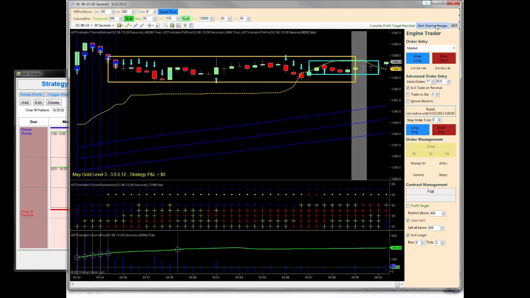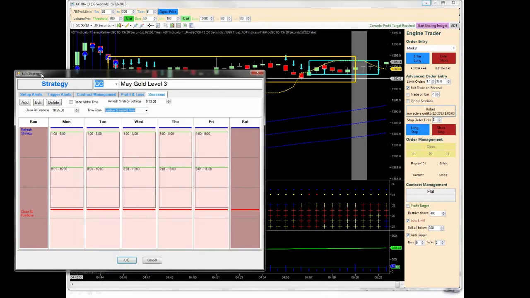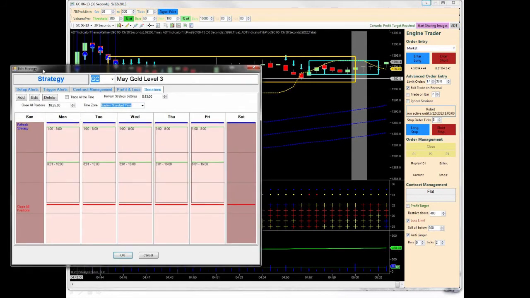Like, for example, this Start Sharing Images button. We're putting up a website so that it'll record every single one, an image of every one of your trades. So you can go back using the website and search by date and time and whether they're long and short and so forth, and actually see the images recorded of your trades.